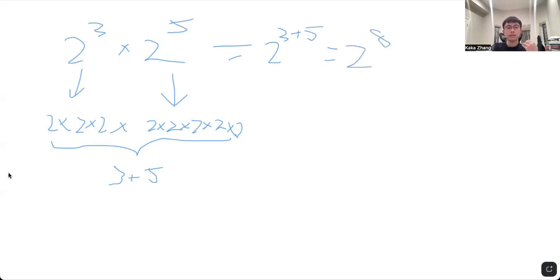Now, this might not sound intuitive, but if you simply think about it, you can know that when you are multiplying two exponents with the same base, you're adding their exponents.